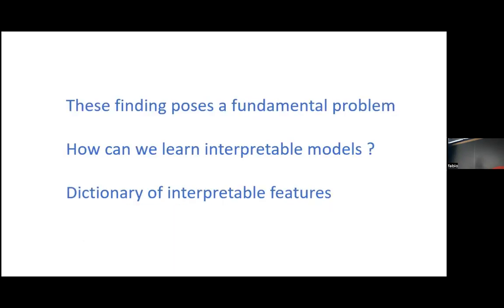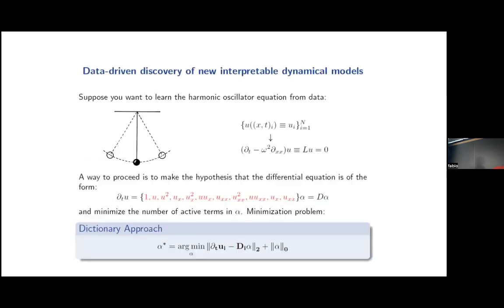Okay, so this was a fundamental problem, which is how can we learn interpretable models? This is an introductory talk. This is not very technical. I just want to give you pointers on how to, let's say, make sense of your neural network model. Okay? So one way of proceeding is to have a dictionary of interpretable features. And this has been done quite a long time ago.